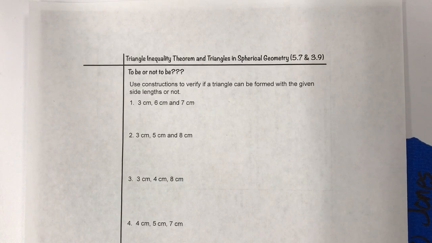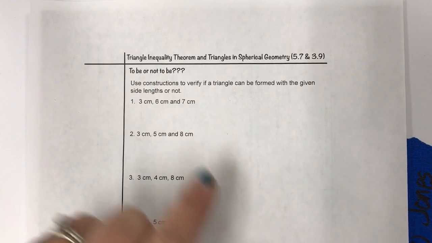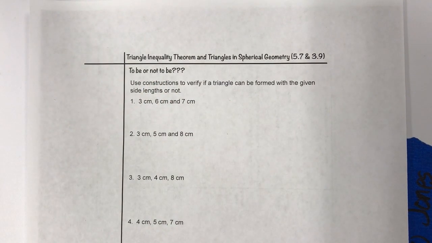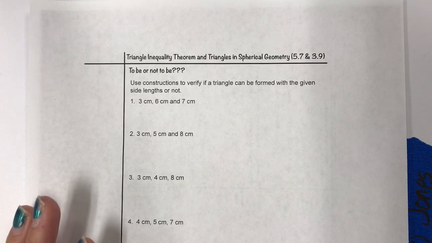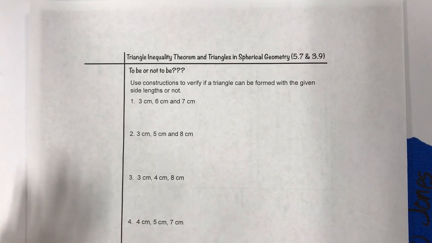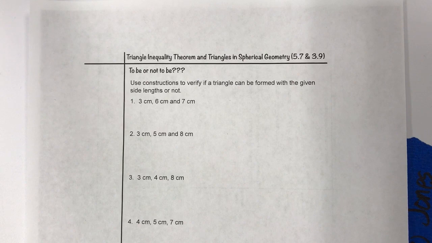Right here though, it's titled "To Be or Not To Be," and that's just talking about can it make a triangle or not. We are going to use constructions to verify if a triangle can be formed with the given side lengths or not. You are not going to be tested on using constructions in this unit, but we are just using them to investigate on this page of notes.